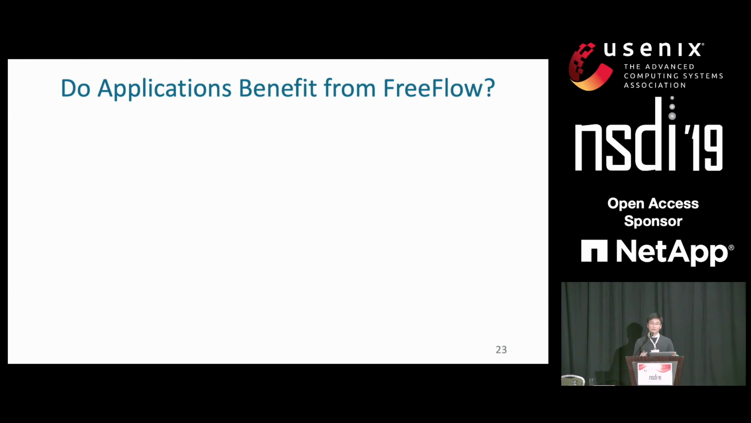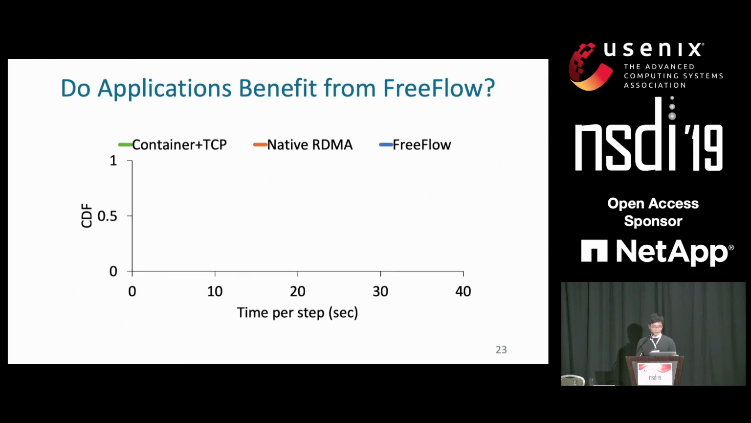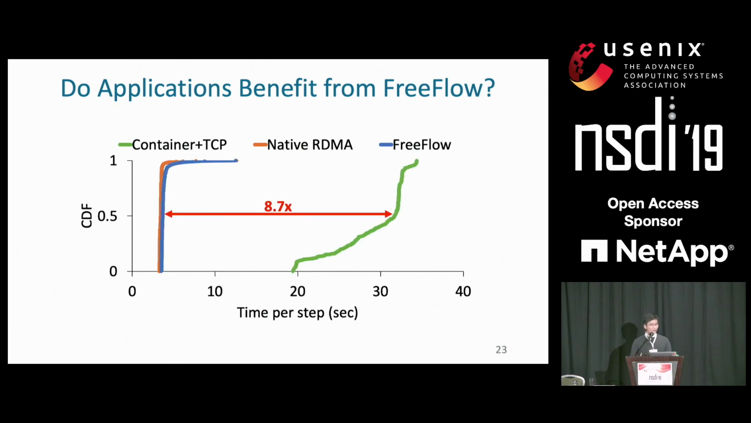What about real-world application performance? To measure this, we trained a speech recognition recurrent neural network model on TensorFlow. And we compare the performance of container TCP networking, native RDMA, and FreeFlow. This figure shows a CDF of time spent for each training step. We can see that the median training time with FreeFlow is around 8.7 times faster than container TCP networking, and it is also very close to the native RDMA case.